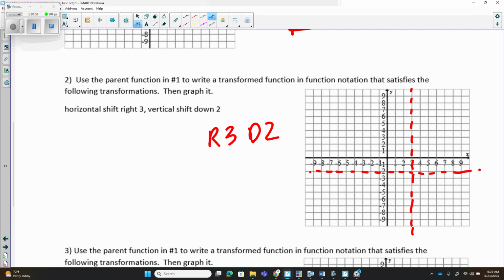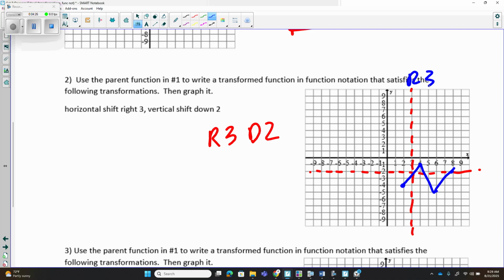And my parent function happens to be 4 points. Here, 1, -3, 3, -3, and 5, 0. And then you just connect the dots, and that was it. I didn't have to do the table. Okay? Is it okay to use the table? Yes, you can. Okay? Again, dotted line, dotted line. That tells me I'm going right 3. That's what that's doing. Okay?